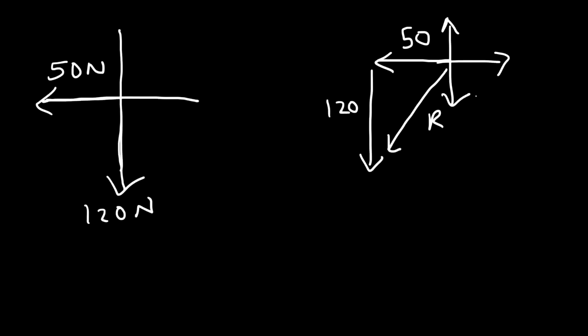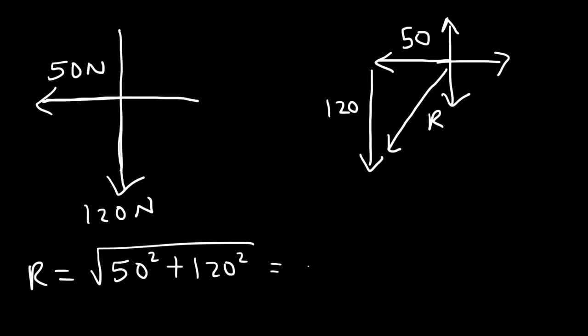Now, if you're familiar with the 5, 12, 13 triangle, then the hypotenuse has to be 130. So the resultant force vector is going to be the square root of 50 squared plus 120 squared, and that's going to turn out to be 130 newtons. So that's the magnitude of the resultant force vector. Now all we need to do is find the angle.